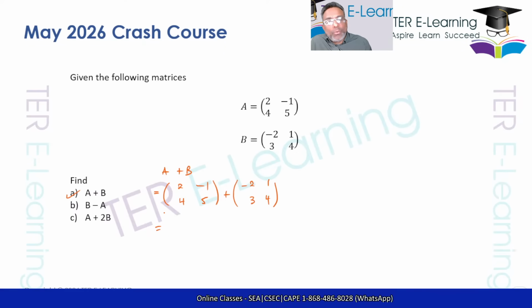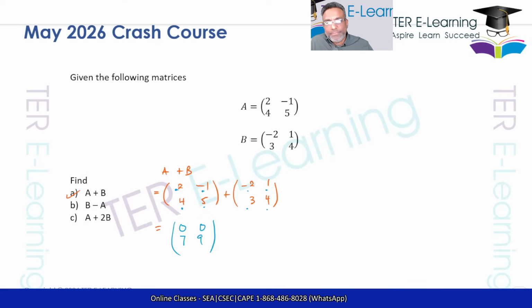Now, just remember, when you guys are adding matrices, you're going to add corresponding elements. So you have 2 plus minus 2, you're going to get 0. Then we're going to add minus 1 plus 1, and we're going to get 0 again, right? This 4 plus this 3, we're going to get 7. And this 5 plus this 4, we're going to get 9. So that's our answer there when we add matrix A plus matrix B. Okay, so that is part A.